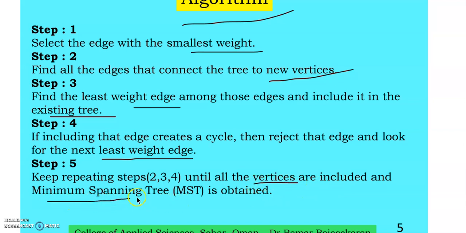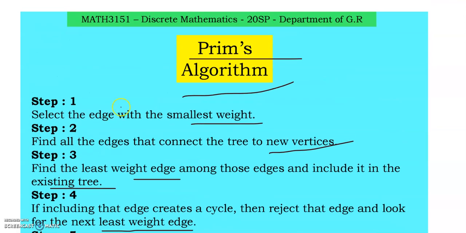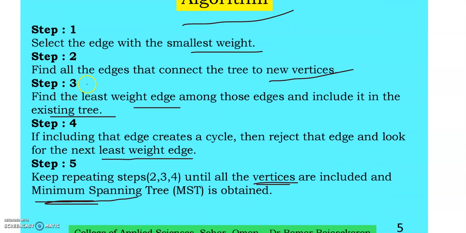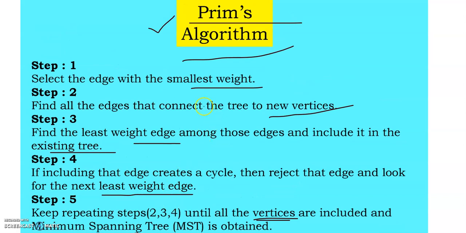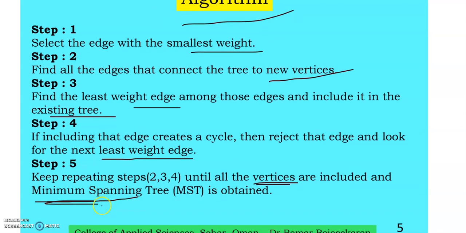to find the minimum spanning tree? All the vertices should be covered and there should not be any cycle and must be connected. At the same time the weight should be minimum, then only we can say that is minimum spanning tree. So to find the minimum spanning tree from the given graph, we have to use this algorithm, Prim's algorithm, by applying these 5 steps. Okay, we will see how to apply this Prim's algorithm for the given graph to find the minimum spanning tree in the next video.